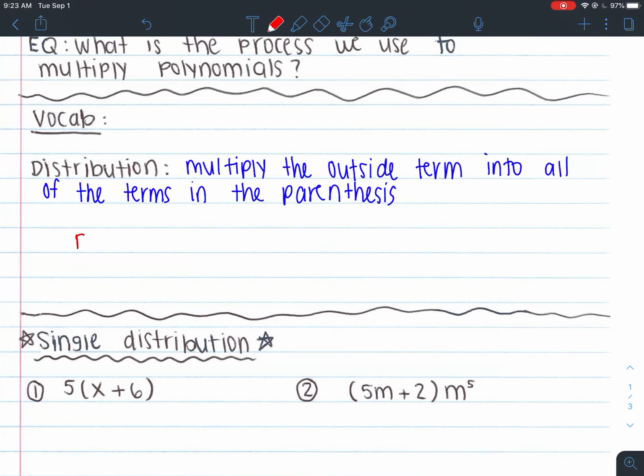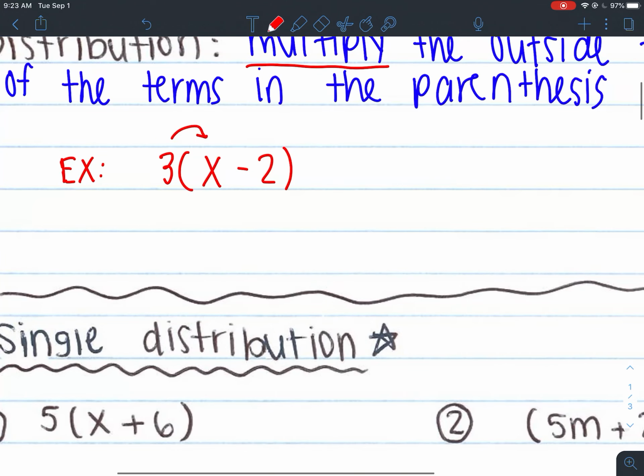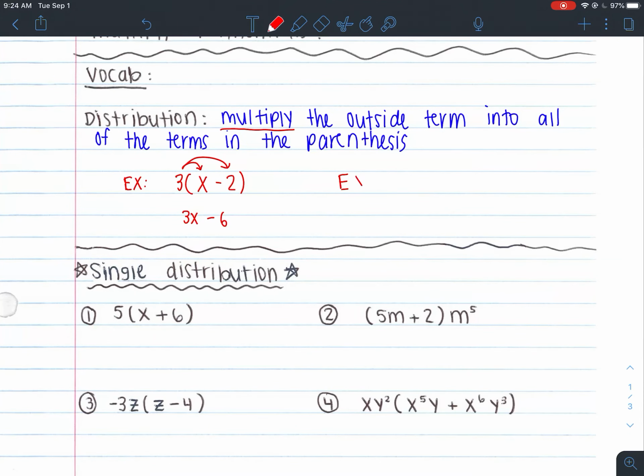So, for example, we've done distribution quite a bit, but I'm going to do a number and letter example, and then just an all letter example. Like 3 times x minus 2, right? Remember, distribution is the operation of multiplication, so it's super important that we multiply and we're not adding. So we would do 3 times x. And I put these arrows for a reason. Don't just write them to write them, right? I put the arrows there to remind me that I'm distributing to every term in those parentheses. Here I have 2 terms. So 3 times x is going to give me 3x, and 3 times negative 2 is going to give me negative 6.